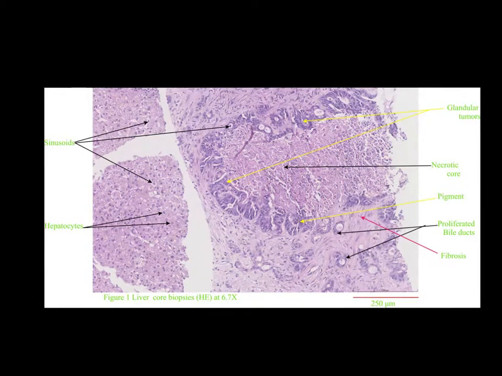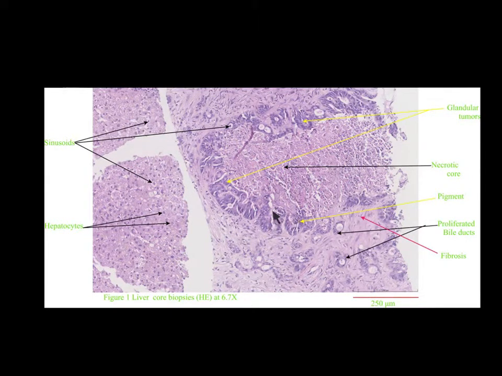This is the patient's liver core biopsy. On the left section we can see the normal hepatocytes. On the right section we can clearly see the tumor, and this tumor is a poorly differentiated tumor, which is displaying a marked polymorphism with giant cells, which doesn't resemble the normal hepatocytes.